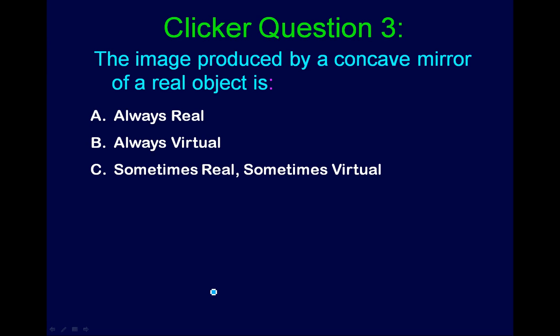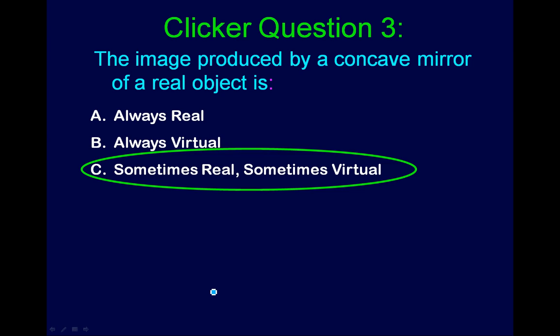The image produced by a concave mirror of a real object is what? Is it always real, always virtual, sometimes real, sometimes virtual? So think about this and we'll talk about it. All right, so I got that it's sometimes real, sometimes virtual.